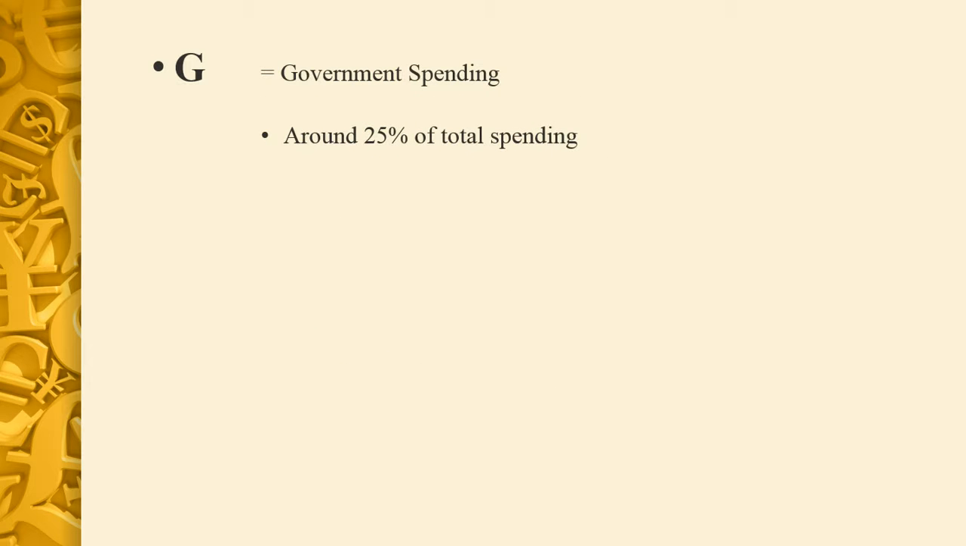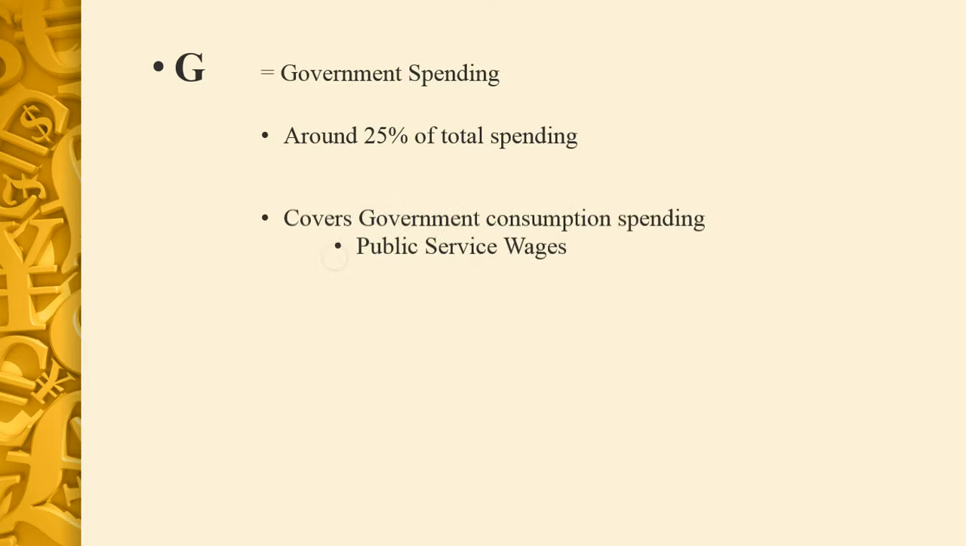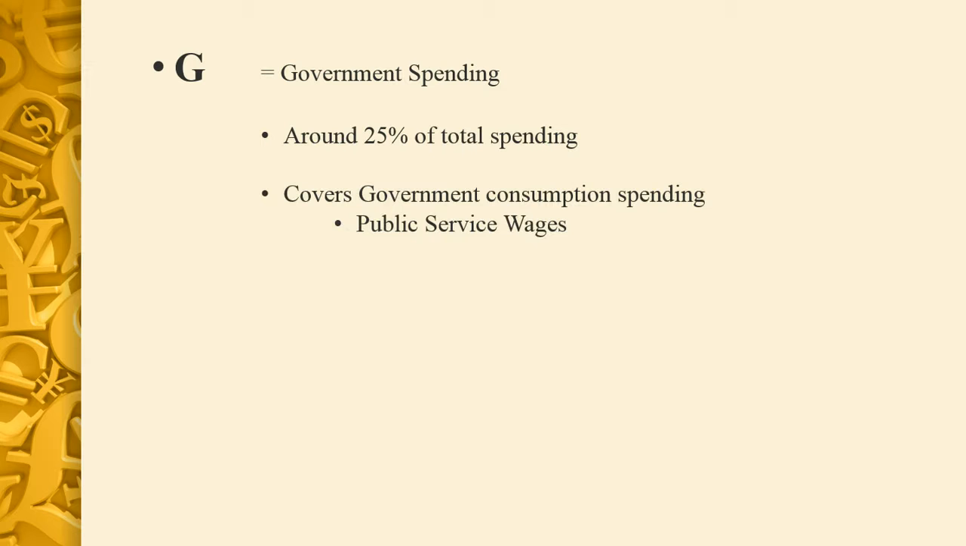Okay, government spending, about 25% of total spending. It covers government consumption spending, particularly public service wages and salaries. Now, the thing with government spending, it can be broken into two groups, G1 and G2. A lot of textbooks just tend to have it as one whole group, but be aware that it can be split into two groups, G1 and G2.